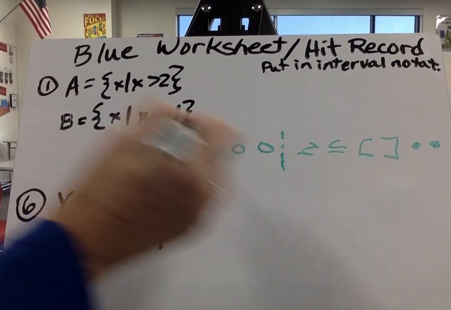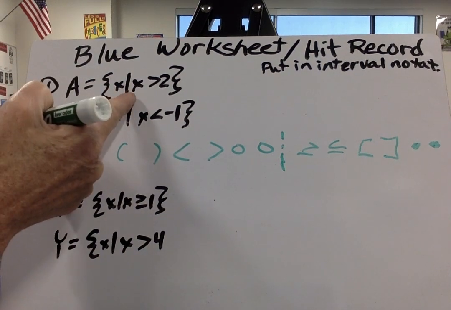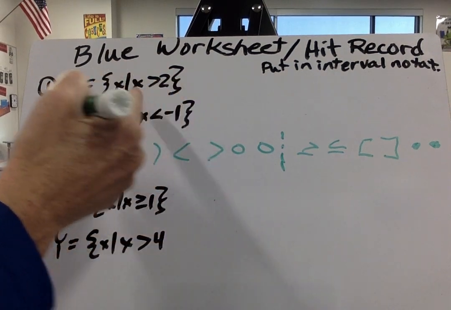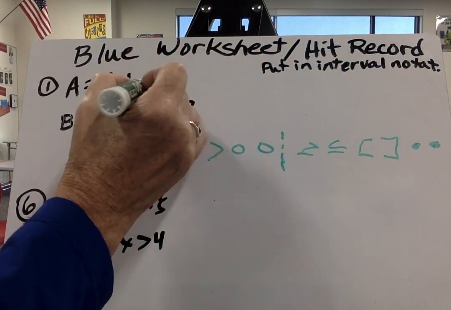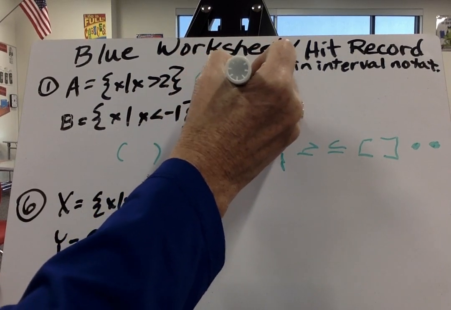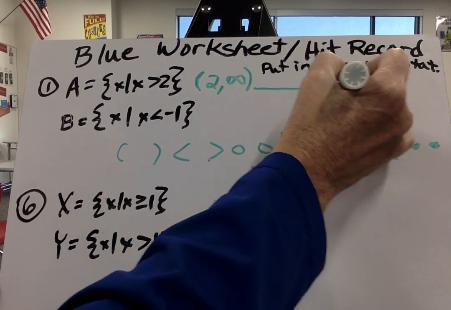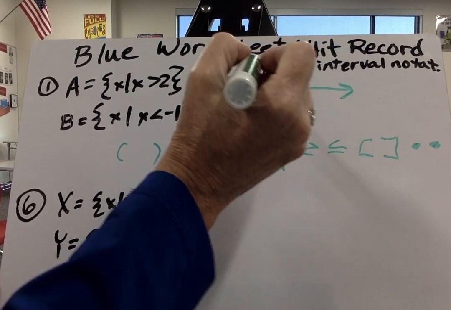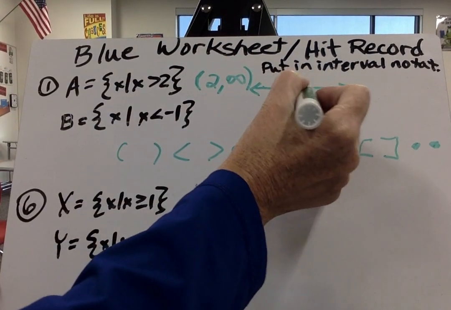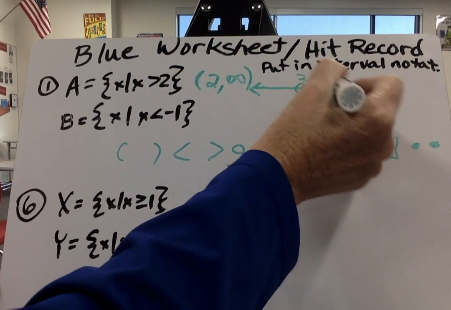So we're going to start with this. A equals, and this just means x such that x is greater than 2. So in interval notation, x is greater than 2. It doesn't include 2, so it goes from 2 to infinity, okay? And that is going to look like this. Right there, I go to 2, open dot, shaded to infinity.